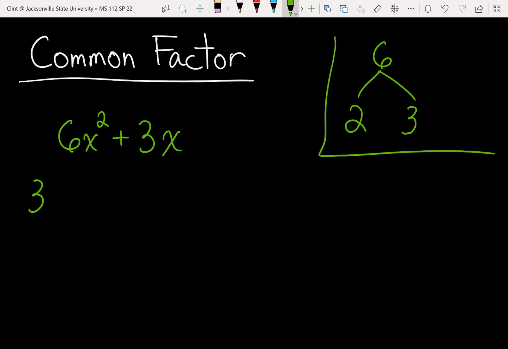On this one, we've got something else in common because we also need to consider the variable parts. They both have an x in common. The thing to look for there is which one has the least x's, and whichever has the least, that's how many we have in common. This one has 2 x's, this one only has 1 x, so we have 1 x in common, or x to the first. We have an x.